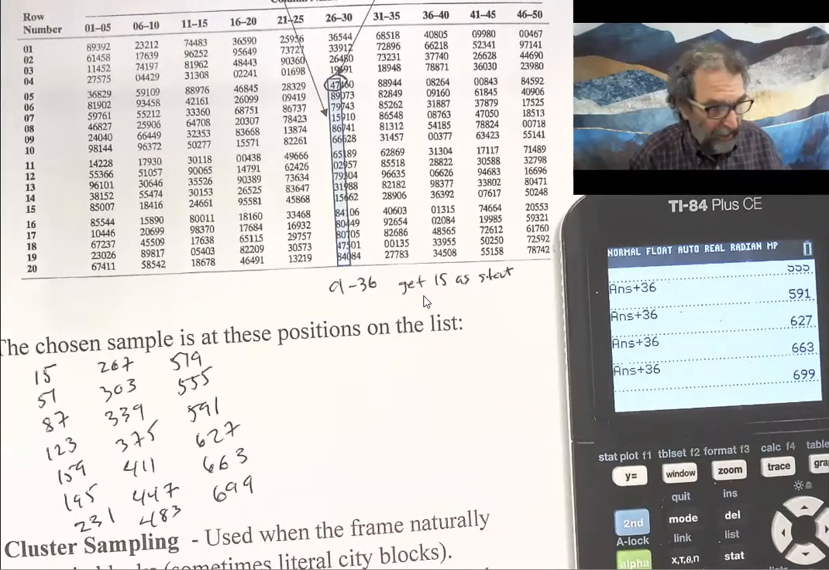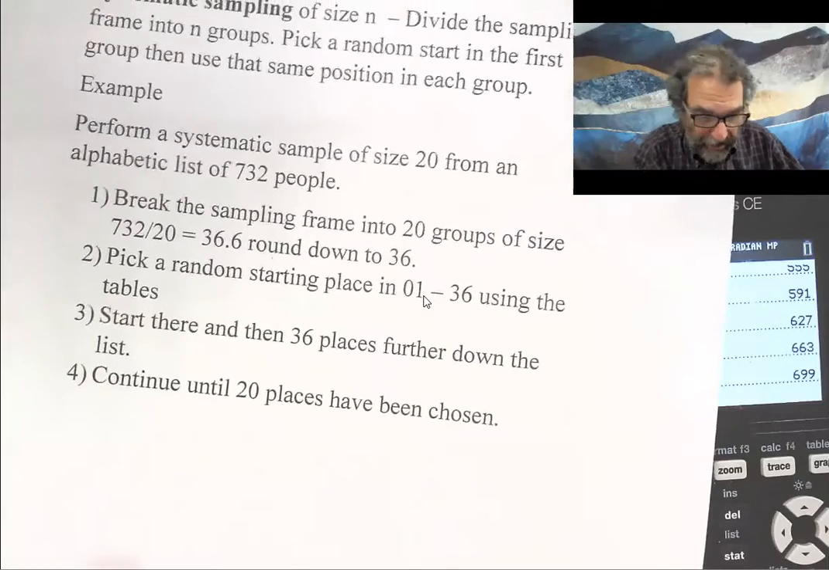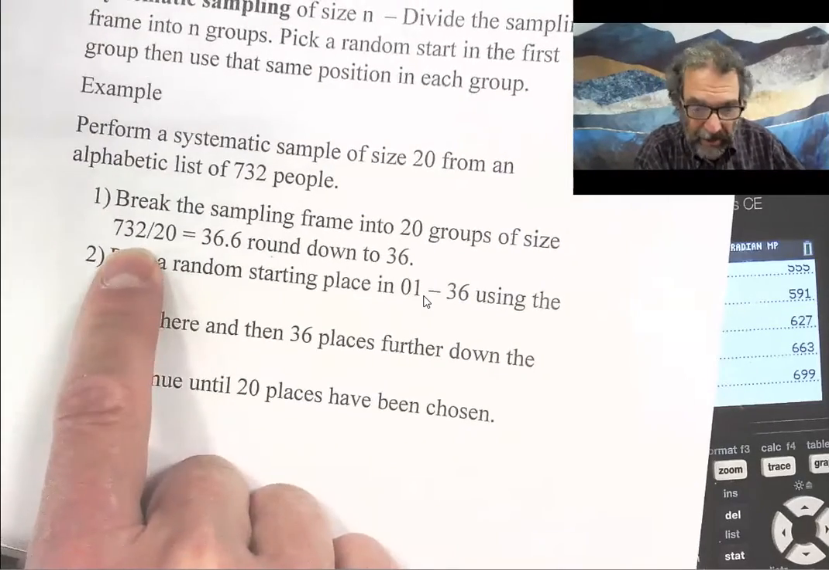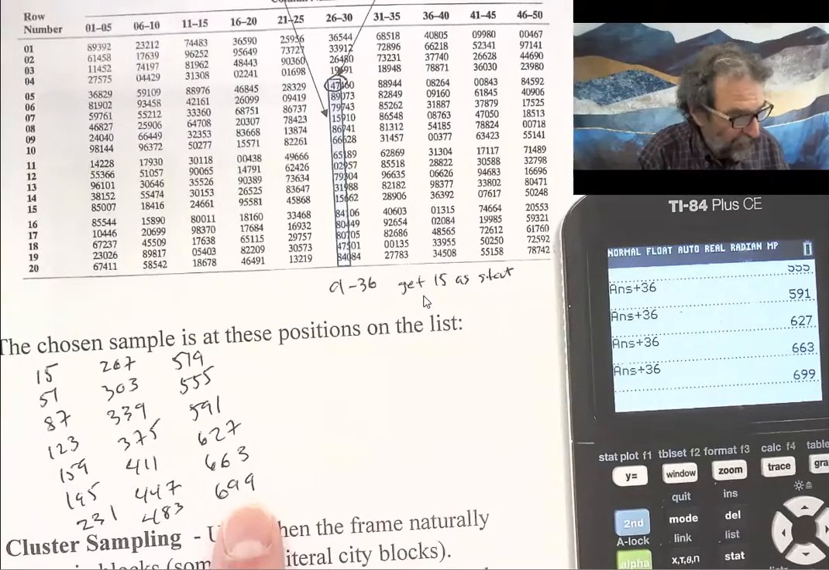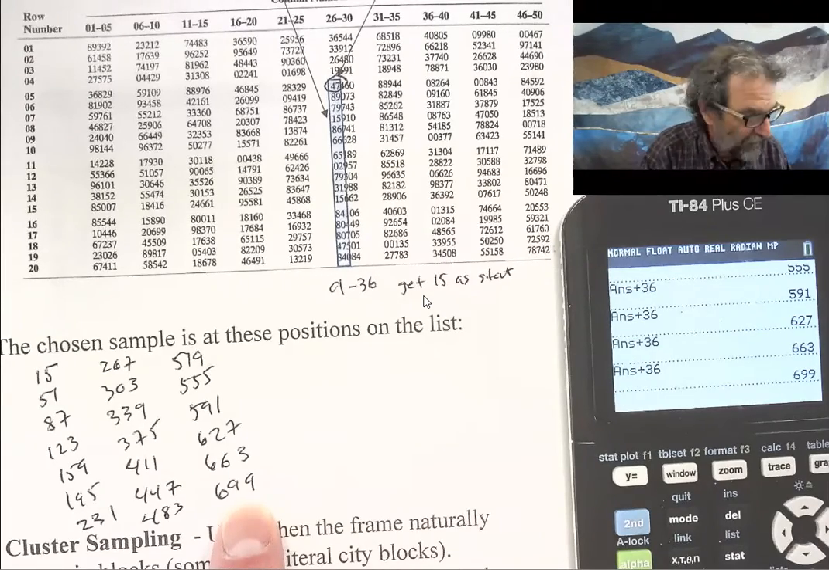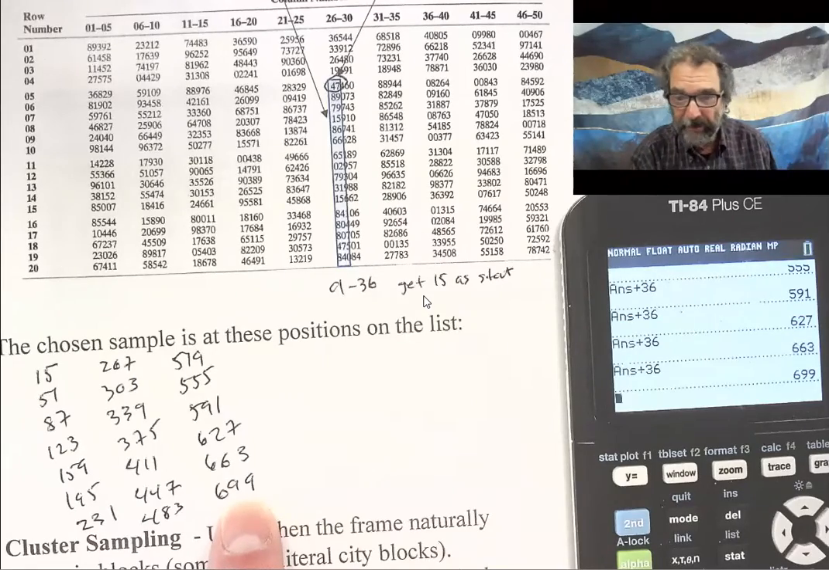So we double check this. Initially we had 732 on the list. The last person is chosen at position 699. And we can't go 36 further because that takes you past the last number on the list. So that kind of makes sense.